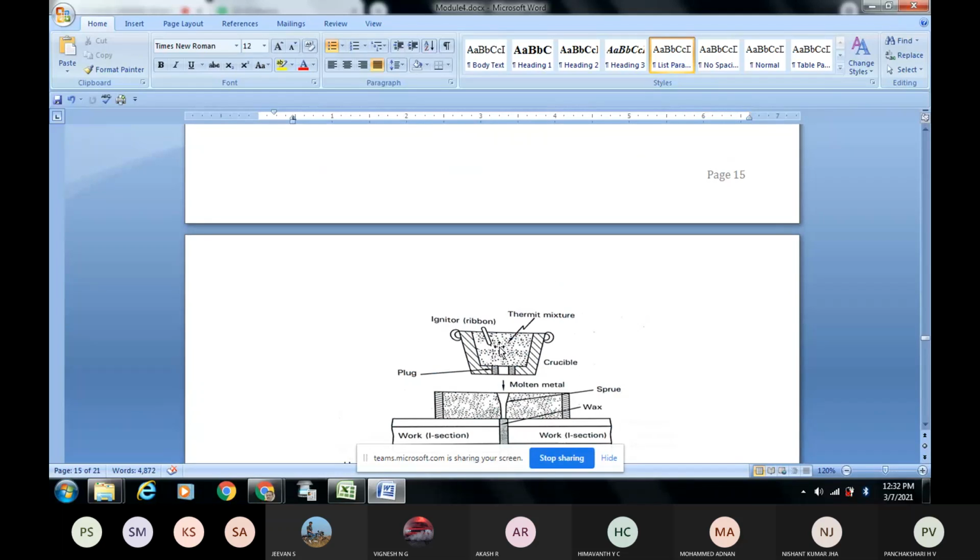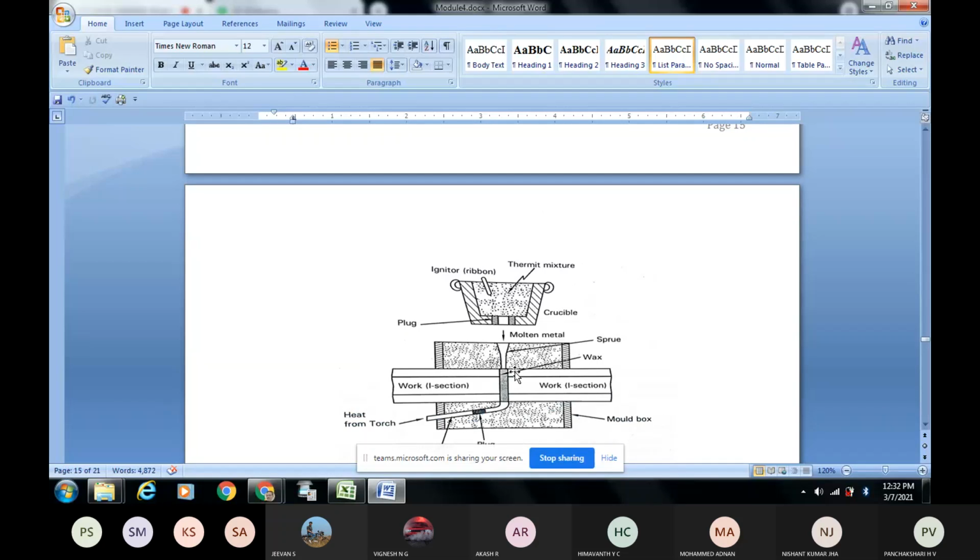Why it is a combination: see, the liquid metal is poured. This is the liquid metal. This is the railway track. For example, section 1 and section 2, or this is one part, I section, and this is another part, two parts, left and right, you can see. If we are to join these two, then liquid metal is to be filled into this.